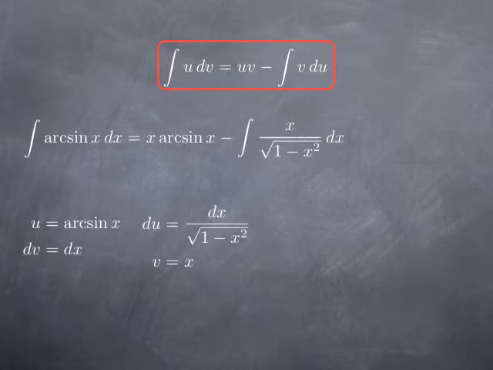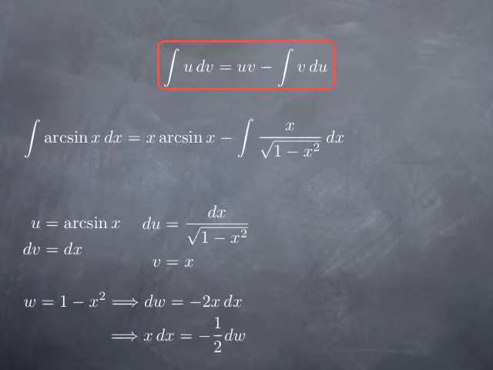Now in this integral, we can use substitution because we have a composite function. We have 1 minus x squared plugged inside the square root function, or more precisely 1 over square root. And at the top we have x dx, which is a constant multiple of the derivative of what's inside the square root, because the derivative of 1 minus x squared is negative 2x. So we use the substitution w is 1 minus x squared, which gives us dw is negative 2x dx, or if you wish, x dx is negative 1/2 dw.